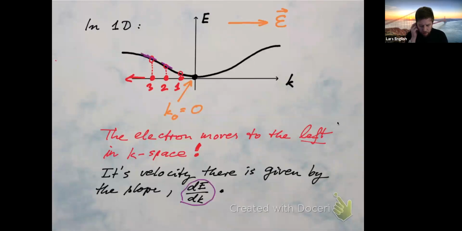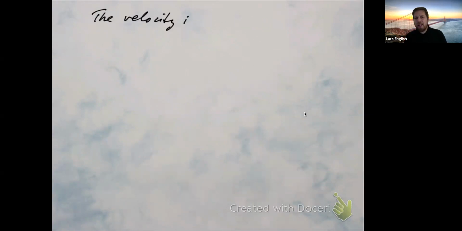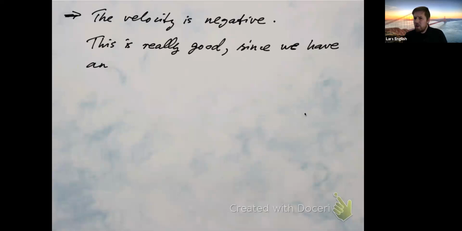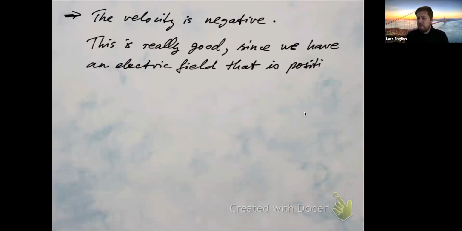So really what we have to do is find these slopes. This slope of the tangent line to that dispersion curve, to that band. And so we see that those slopes are all negative, right? They're all sloping down. That also means then that the velocity is negative. And this is really good news because we have an electric field that is positive. In other words, it is pointing to the right.